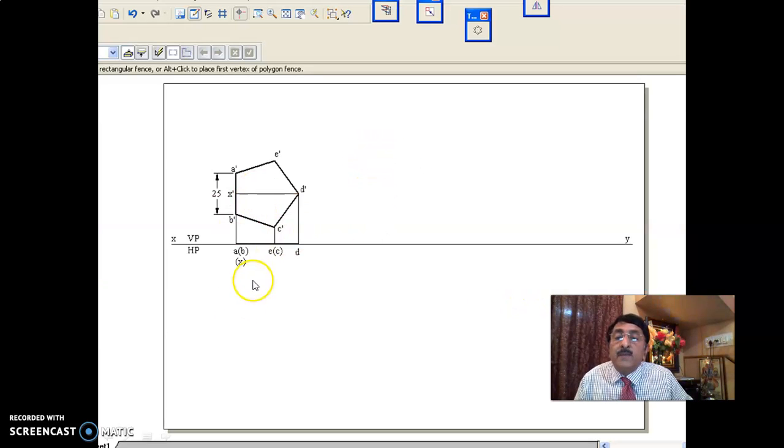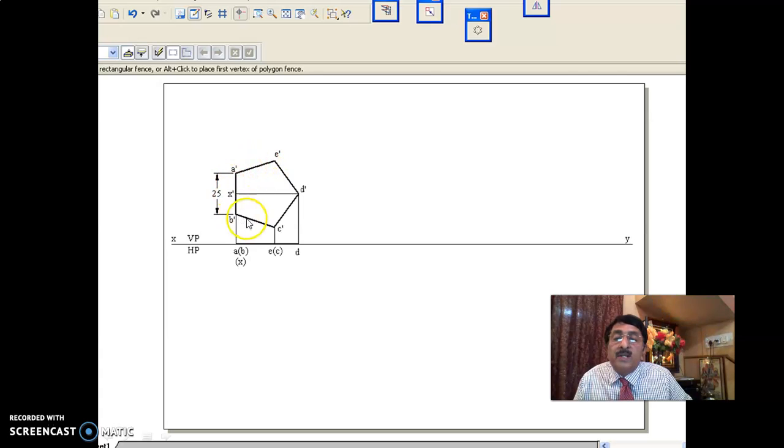Now you see here. So far we were starting from the top view. Now, with XY line, VP, HP, we start from the front view. That is why front view starting problems. First, draw the true surface of the lamina, that is the pentagon, in the front view: A dash, B dash, C dash, D dash, E dash. That is 25, this is 25 plus 18, 25 minus 18, this is 25 plus 54, this is 25 minus 54. In that way you complete this front view.